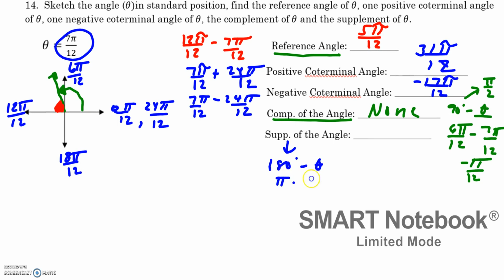The supplement means I'm taking 180 degrees minus the angle. 180 degrees really means pi, but in this case, that's really 12 pi over 12, subtracting the angle theta, which is 7 pi over 12. So the answer, just like the reference angle, would be 5 pi over 12. The reason these are the same answer is because both of them relate to this x-axis right here, or 12 pi over 12, or pi.